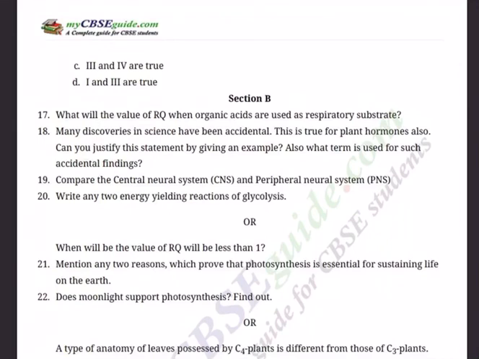So these are the questions that have come from section A. Now keep answering these questions. In my next session I will be giving the answers. Compare your answers with the answers that I am going to provide.